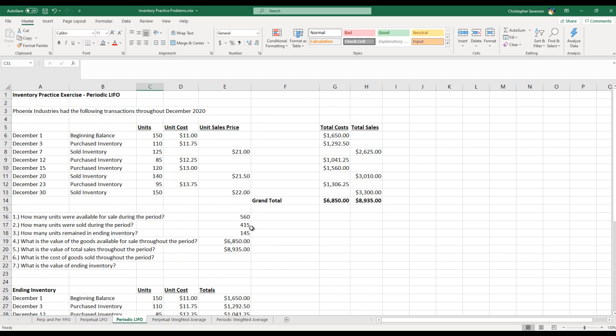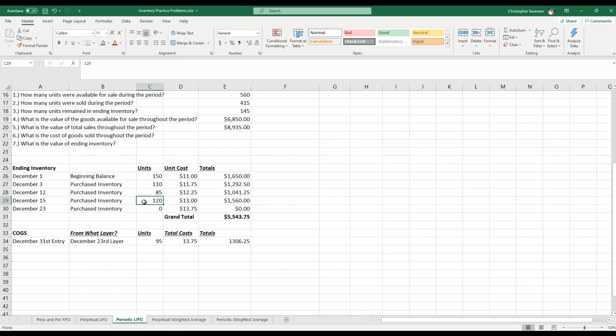We want 415, so we're certainly going to use the remaining 120 units of the next layer. That's the December 15th layer. I'm just going to copy that and update this. Those were $13 a piece, so we're going to zero that out as well. We're not even getting close. We still need the other 85. It's going to be the December 12th layer, and that is $12.25 a piece. We'll zero that out.